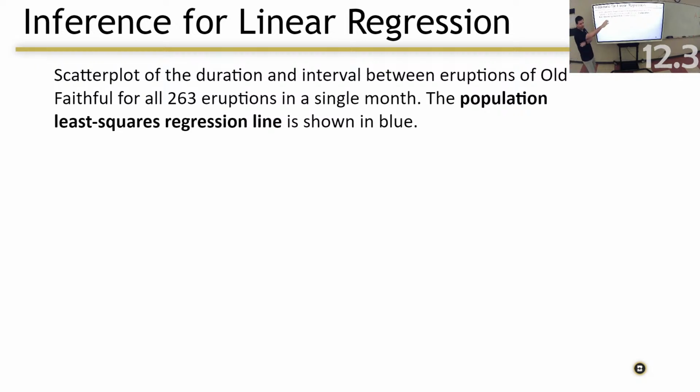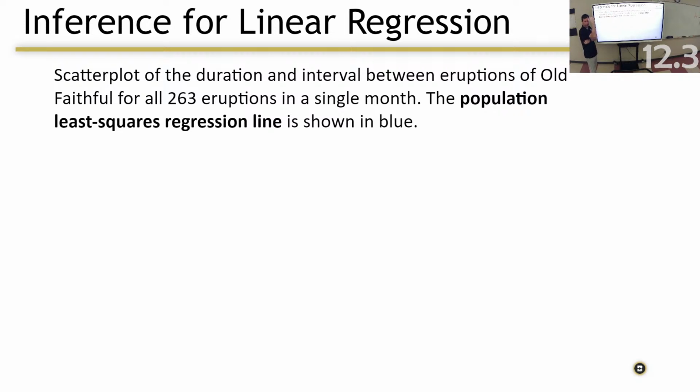But we got a scatter plot. Y'all remember what scatter plots are? They're bivariate data. I don't know what we're going to have on the X. We've got something on the Y. It says the duration and interval between the eruptions of Old Faithful. All 263 eruptions in a single month. So that's the population for that month.